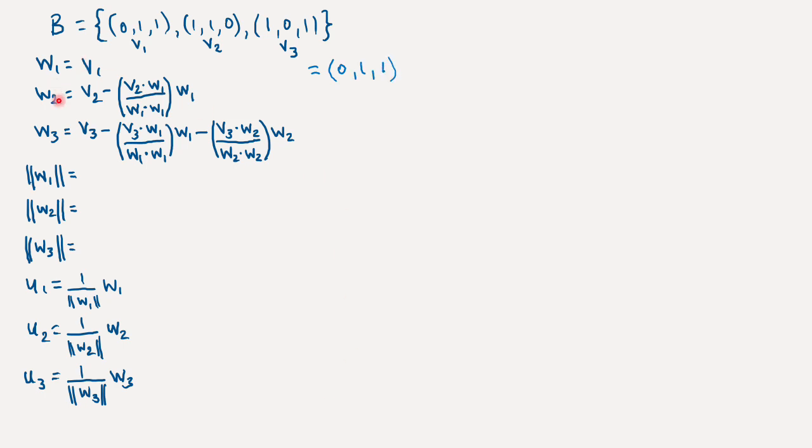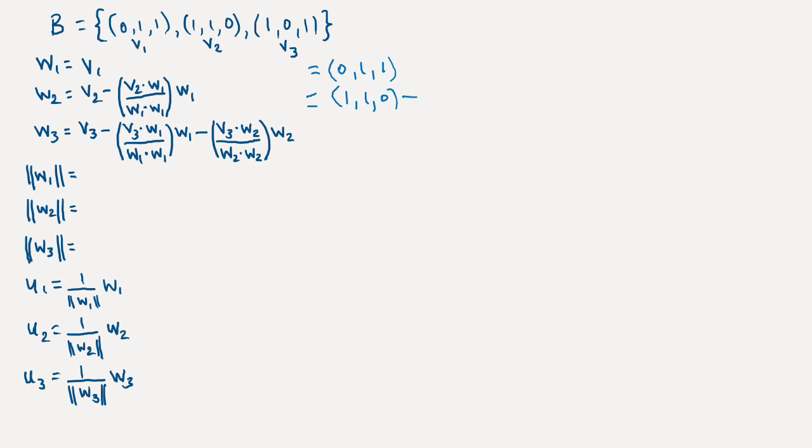And then W2 will be V2, which is 1, 1, 0, minus the projection of V2 on W1. So V2 again 1, 1, 0, and W1 is 0, 1, 1. So if I figure out what that looks like, first of all, I'll just write down V2. And then I have to subtract the projection of V2 on W1.